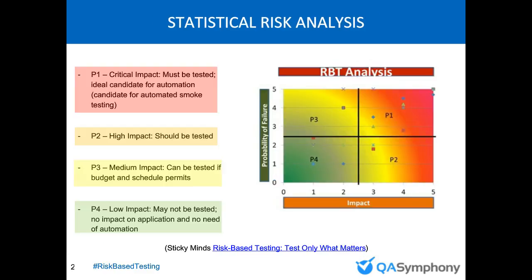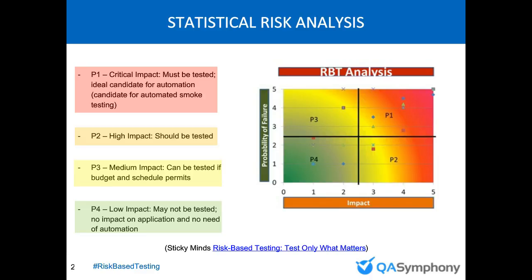So combining these, you can say, okay, if we multiply the points of failure times the points of impact, you'll probably end up in a particular quadrant. And in that quadrant, that's where you should focus for those particular tests that you need to align with. So if it's a P1, it's something that has to be tested right away, and it's something that would be great for a smoke test later on.